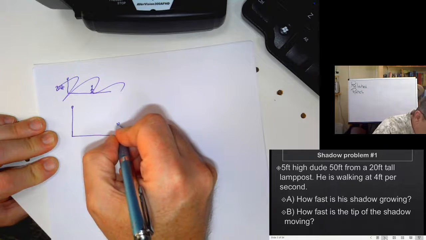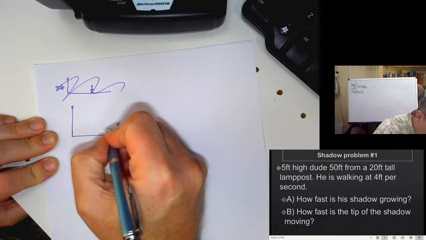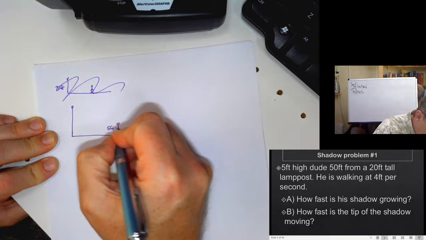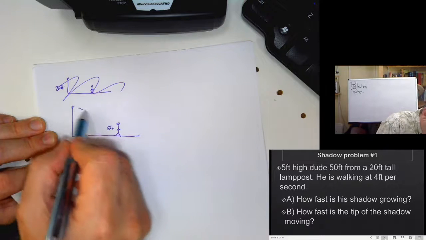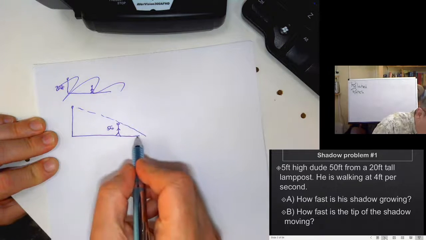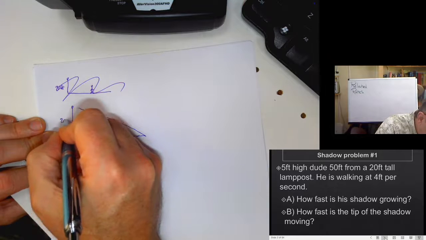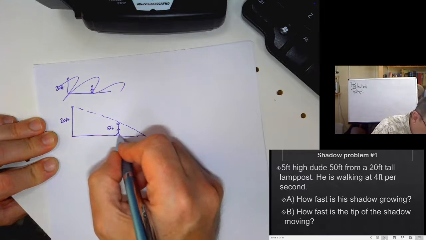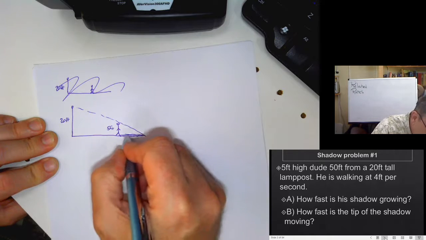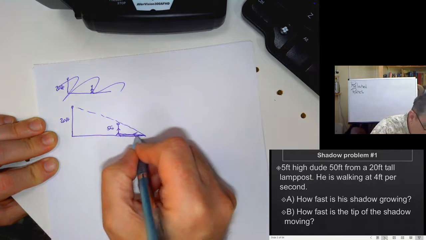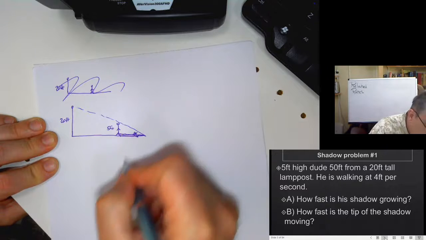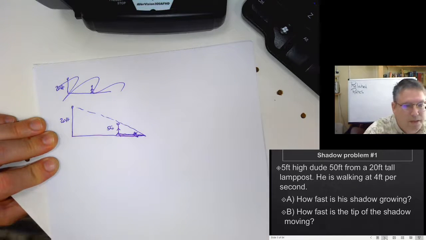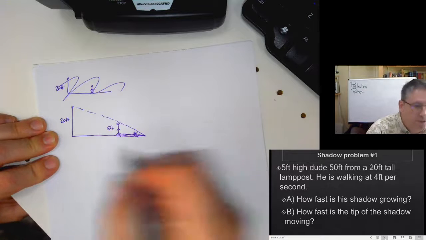So we got a 5 foot tall dude, and we can just go ahead and put 5 feet in there because that's a constant. And then we have a 20 foot tall lamppost. That is also a constant, right? But we're asking about this shadow of this dude right here. That's the shadow of the dude. Oops, I made his arms going the wrong way. Anyway, it doesn't matter. The lamppost is 20, he's 5.